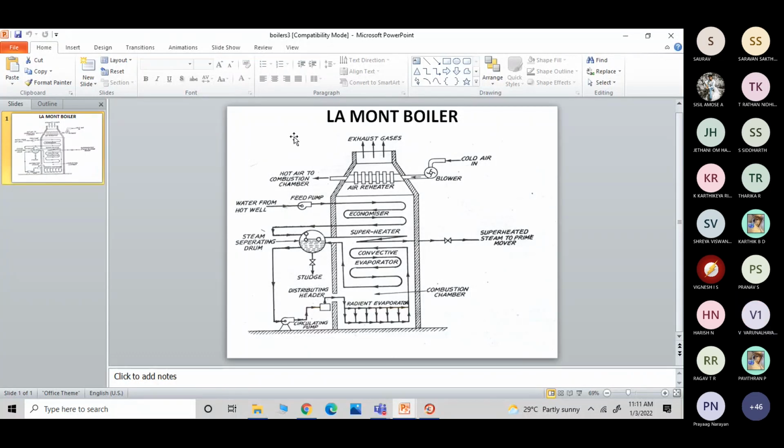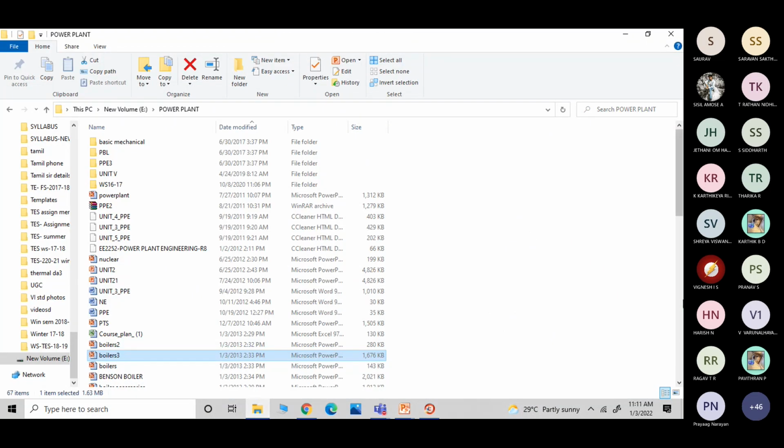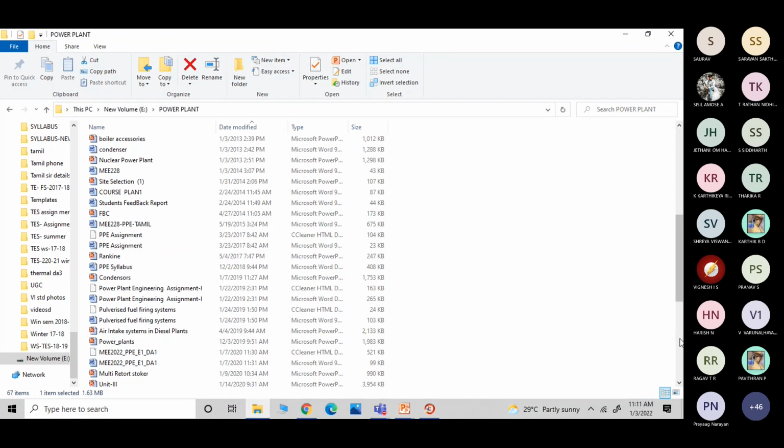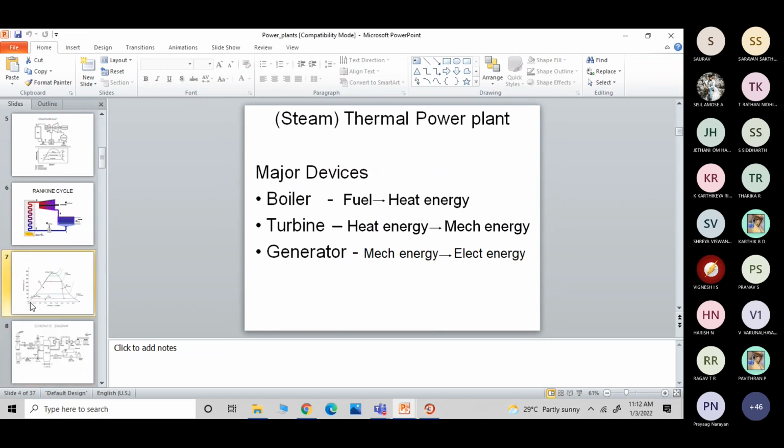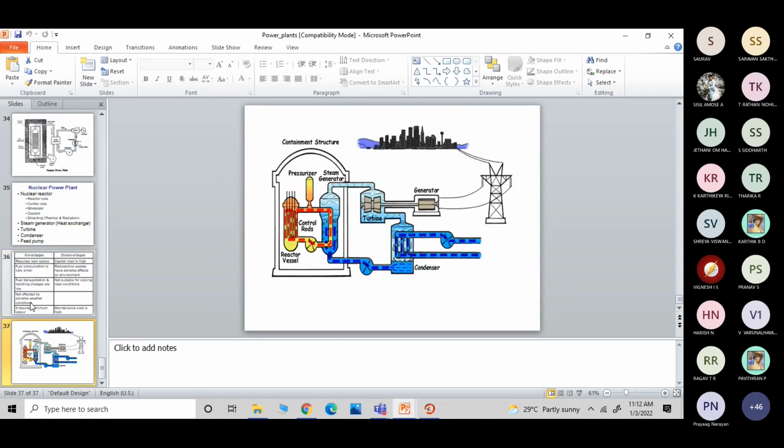Yes, sir. The water will be passing through the tubes and the hot gas will be surrounding them. So these are some of the examples of fire tube boilers and water tube boilers. In addition to that, we will be having the application in nuclear power plants also, in diesel engine plant, in gas turbine plant, etc.